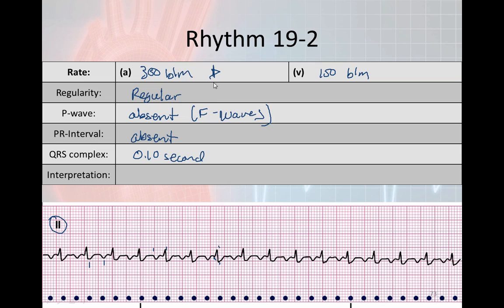Well, my atrial rate is a problem, that's too fast. Ventricular rate's a problem, that's too fast. It's regular, so that's okay. There's F waves, that's important to know. Since there's F waves, there's no PR interval, but this looks good, so we don't have to worry about that. So our underlying rhythm is going to be atrial flutter, but now, since it's regular, we have a constant F wave to QRS ratio.